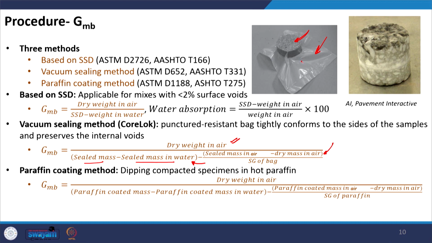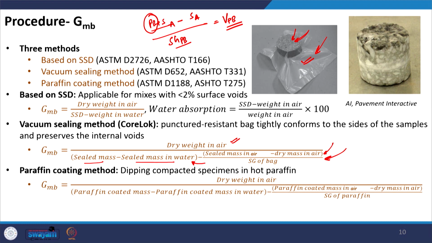So, how do I find the volume of the polythene bag? For this, I will have to know the specific gravity of the polythene bag, which is usually given by the supplier. I have the weight of the polythene bag plus sample in air, minus the weight of the dry sample in air. This gives me the weight of the polythene bag. The weight of the polythene bag divided by its specific gravity is nothing but the volume of the polythene bag, alright. This is what I do to deduct that volume in the denominator, so that I have only the bulk volume, alright.